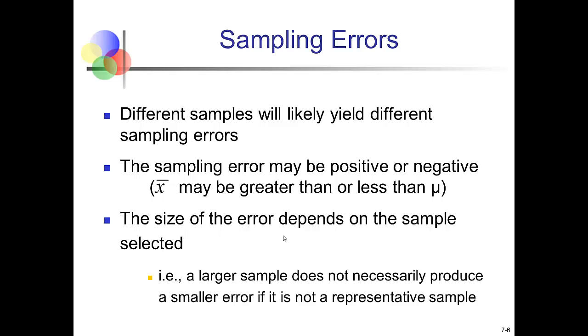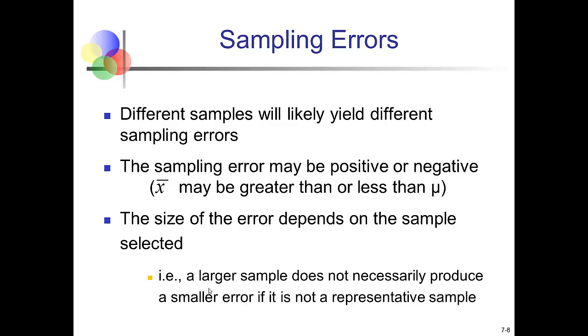The size of this error in general depends on the sample itself and the sample size. In general, a larger sample means a smaller sampling error. But it's possible that we draw a larger sample and that sample is not representative of the population. If that's the case, the sampling error will get larger.